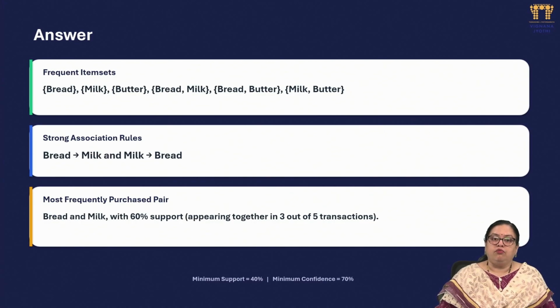I hope that you all understood these concepts. I gave one example with 9 transactions, and here I gave another example with 5 transactions. I think all of you are clear on the Apriori algorithm.